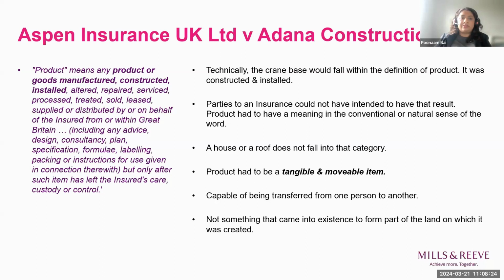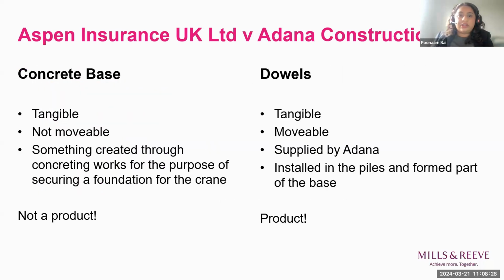Now, if you apply what the court said to the facts, this is in the next slide, the concrete base was tangible, not movable, and therefore it was not a product. The dowels, on the other hand, were tangible, movable, supplied by Adana, and they were therefore a product. Okay, so some sort of principles then that we can draw. What would you say that these are?